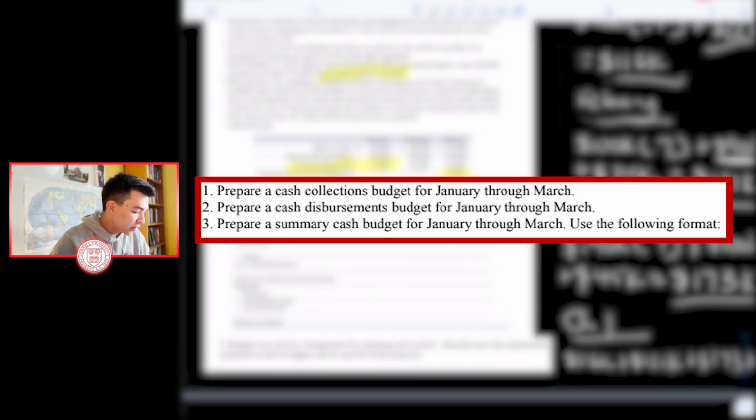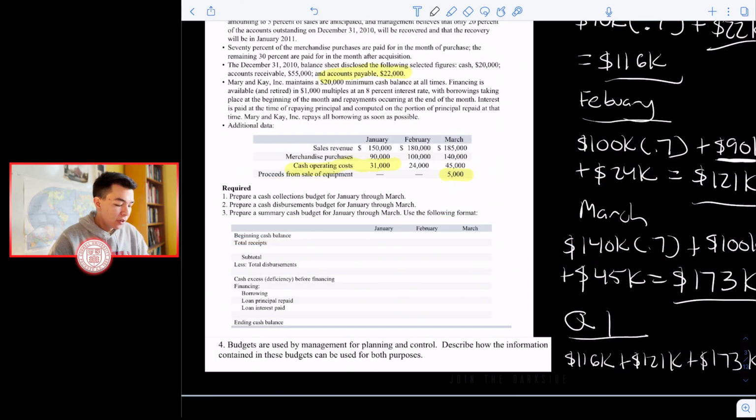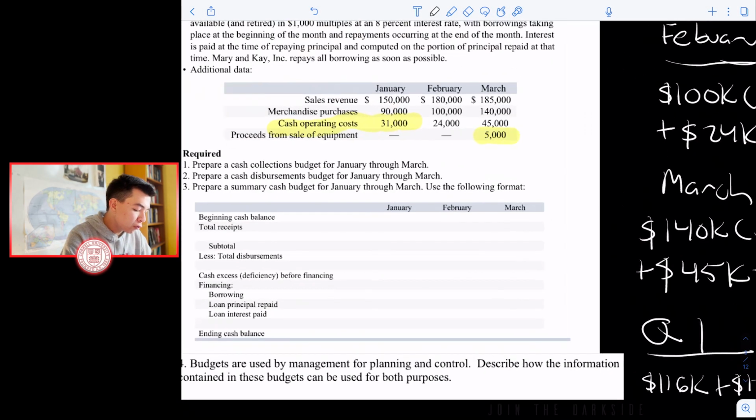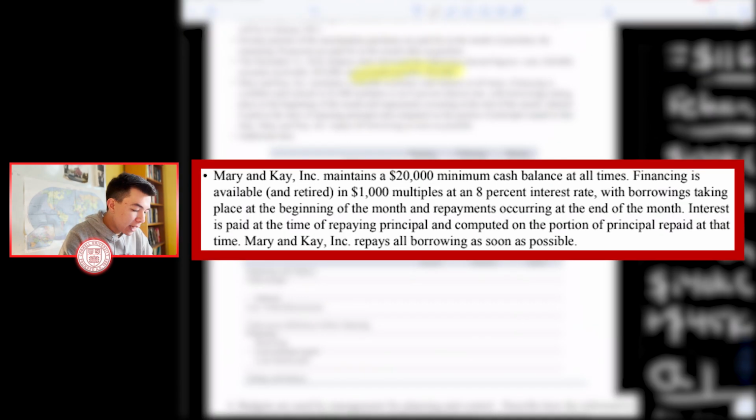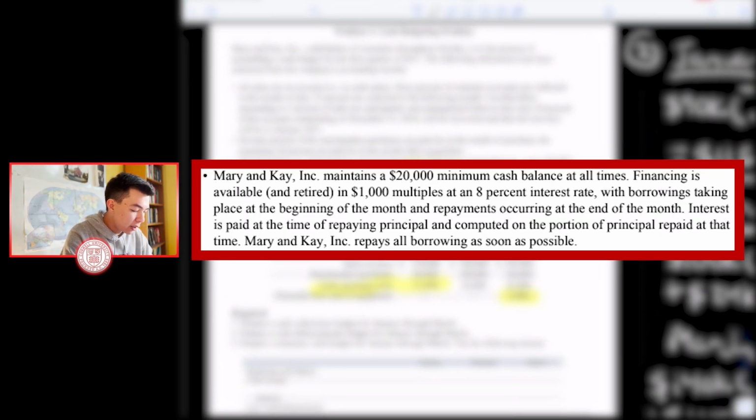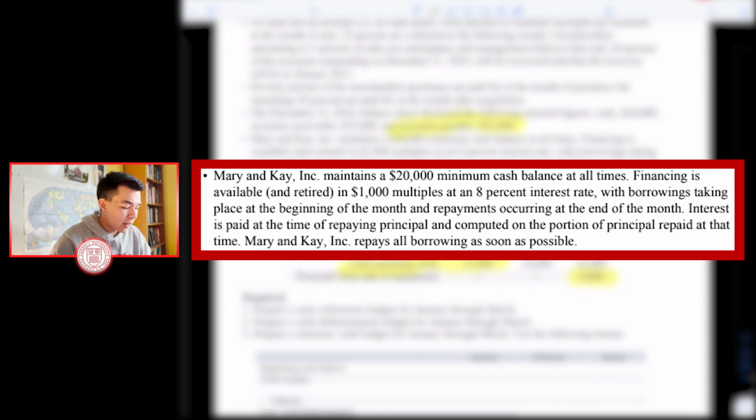So part 3 says prepare a summary cash budget for January through March and use the following format. So this format, it looks quite complicated, but in reality, it's not too bad. And there's one thing we gotta read about here right before we do this part, and that is the last bullet point, which is Mary and Kay Inc. maintain a $20,000 minimum cash balance at all times.